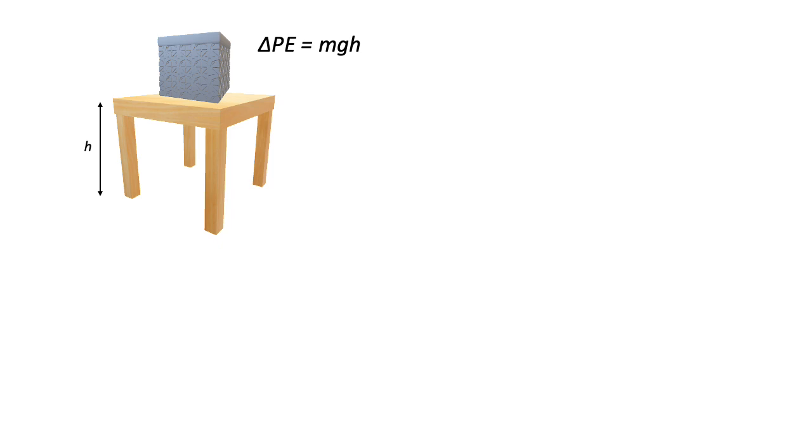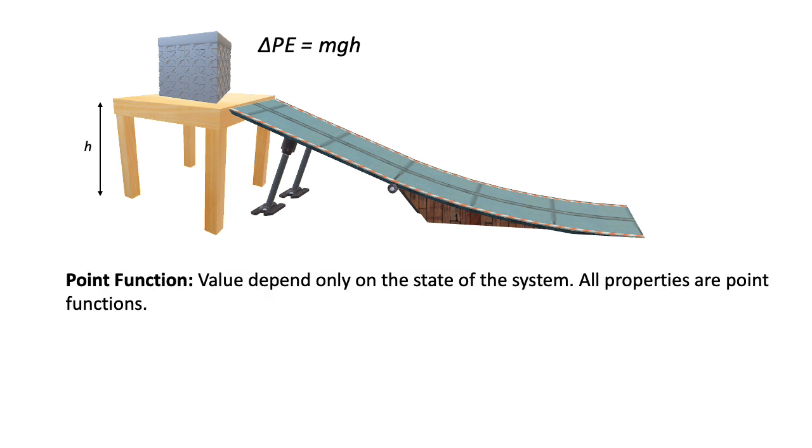Now, instead of just picking up the box, suppose we make it easier and we get a ramp. And then we slide that box up the ramp until it's sitting up on the table. Now, if we want to calculate what the change in potential energy is, it's going to be exactly the same, mgh.